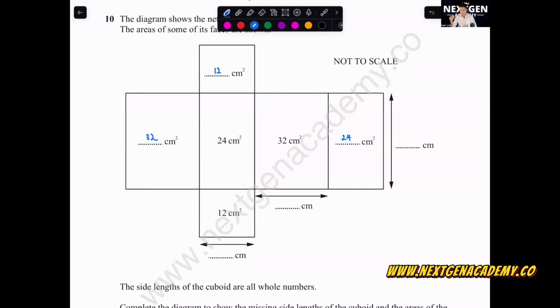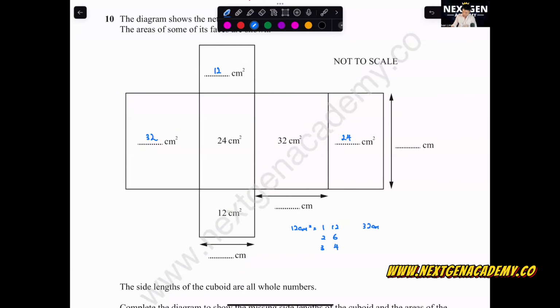I want you to write down the possible values for 12 cm square, 32, and 24. Then we see if anything is common. Write down how 12 cm square can be made: 1 and 12, 2 and 6, 3 and 4. How do you know 2 and 6? 4 and 3, 6 and 2. Okay, we see what we have.